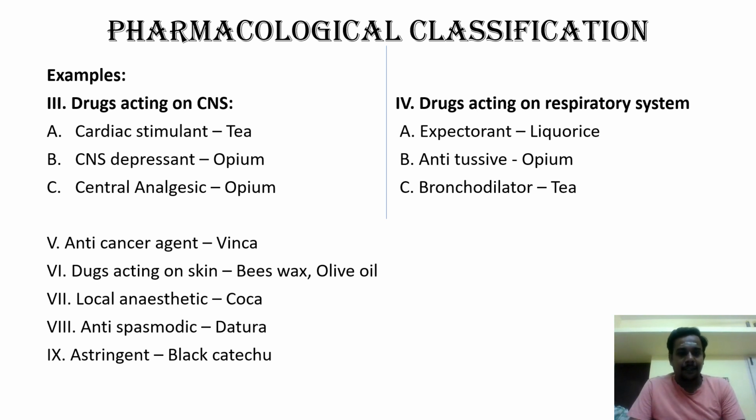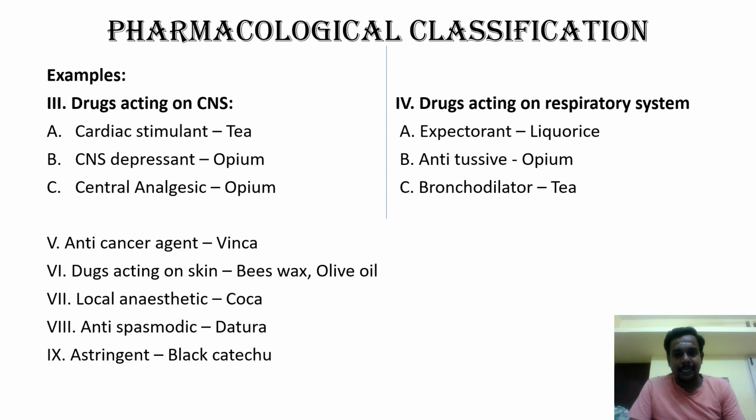Okay. And second category, CNS depressant. Drugs that are going to depress our nervous system. An example, opium. And third category, central analgesics. Drugs that can be used as central analgesics, meaning to relieve central pain. And example, opium. And fourth category, drugs acting on our respiratory system.